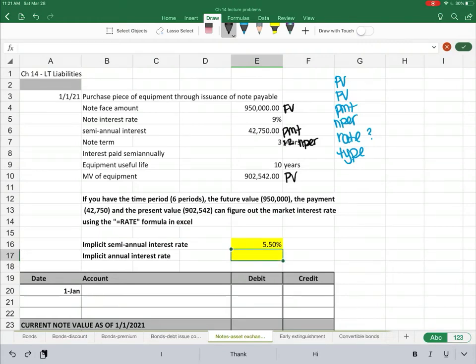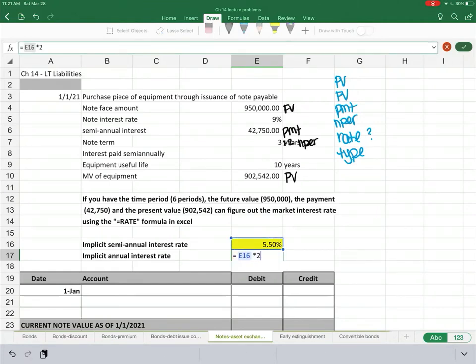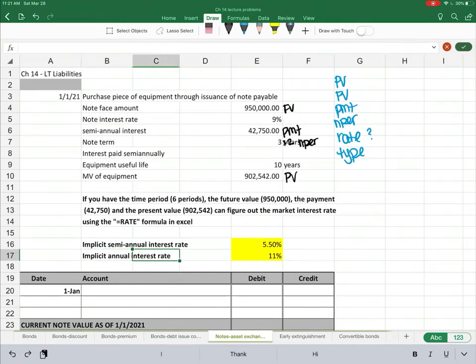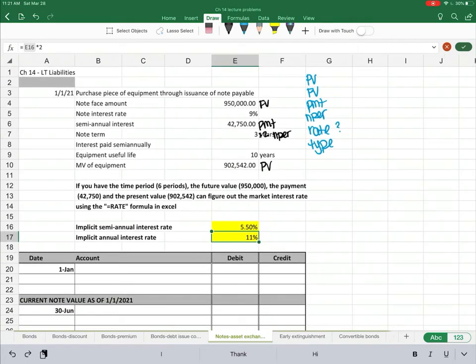If we include all of that information, we're able to calculate that there is an implicit rate of interest of 5.5%. But again, that's a semi-annual. We input all information that was semi-annual. So what we're going to do is just take that and multiply it by 2. If we're asked to come up with what is the implicit annual interest market rate of interest, we would say 11%. That's the implied rate of interest. So now we have all of the information that we need to go ahead and make the journal entries for each of these time periods.